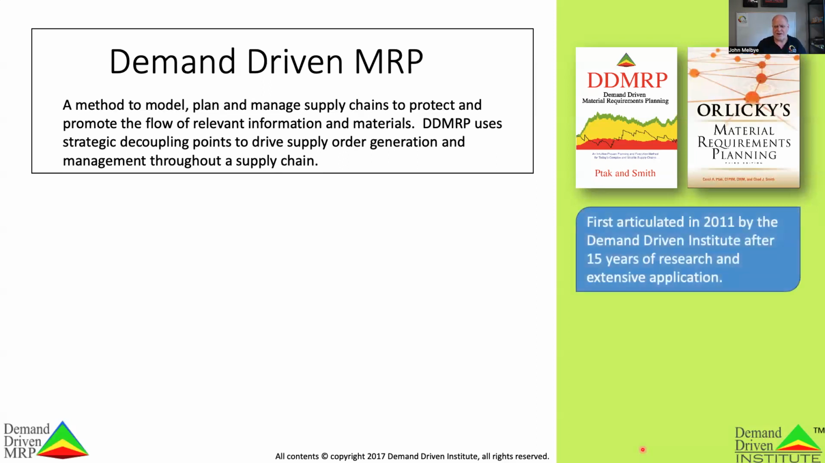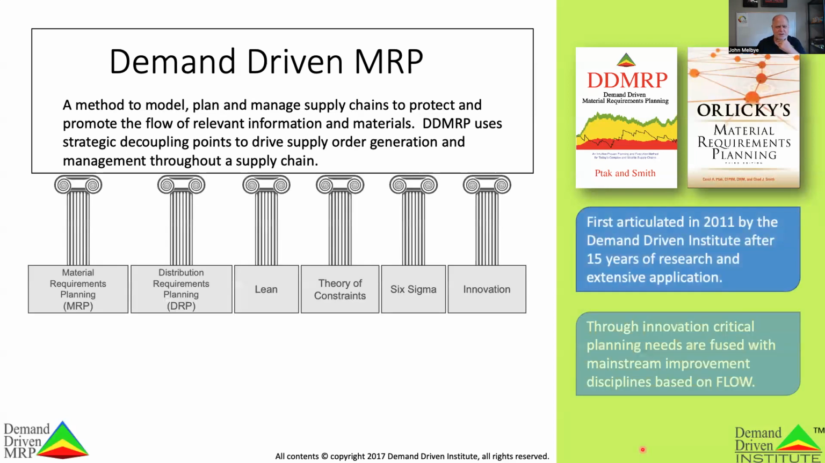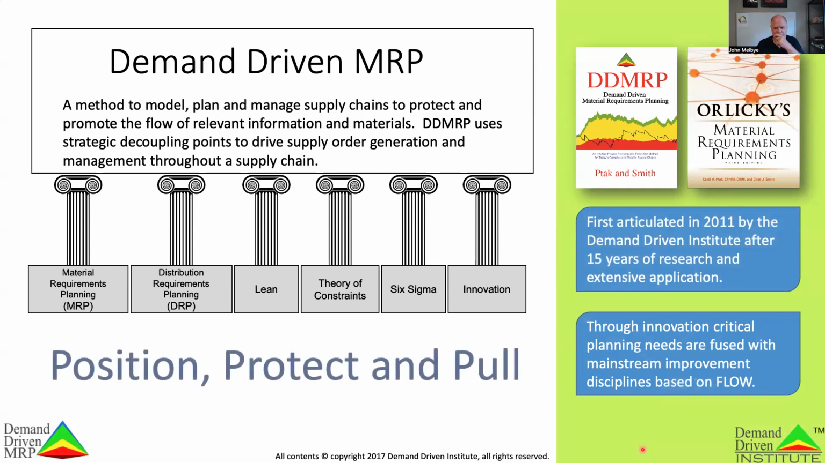It first came out in 2011 by the Demand Driven Institute. After 15 years of research and application, it is built on the pillars of material requirements planning, distribution requirements planning, lean, theory of constraints, Six Sigma, and four bits of innovation. And what we end up with is this mantra of position, protect, and pull.